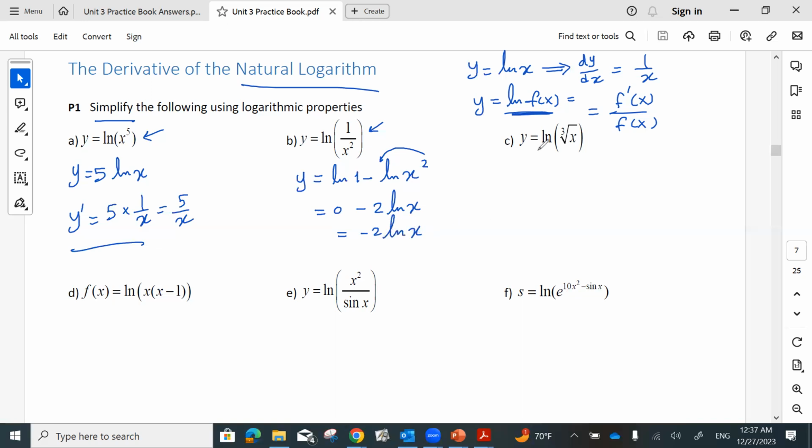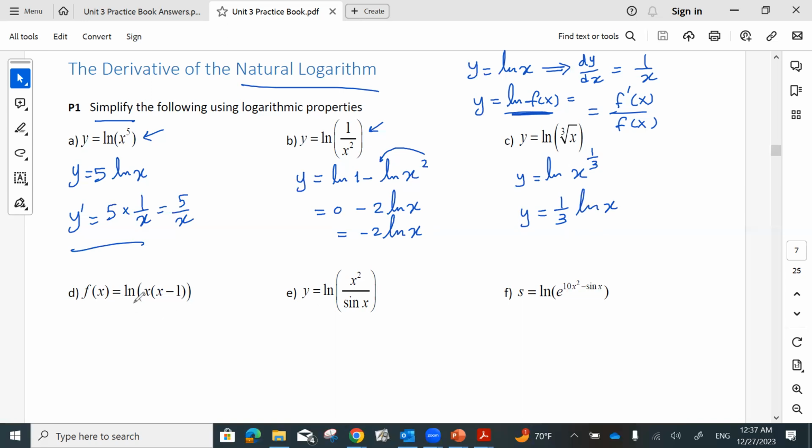This one, you can write as ln of x to the power of cube root, which means x to the power 1/3. So y now equals 1/3 ln x. And if you want to find the derivative, it will be 1 over 3x.